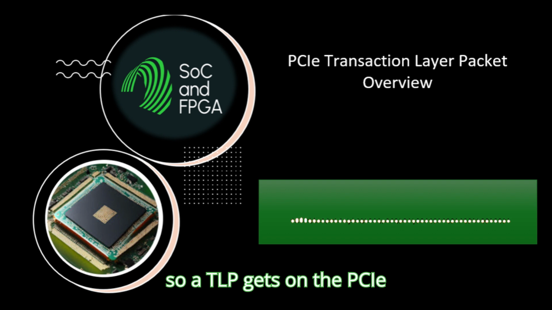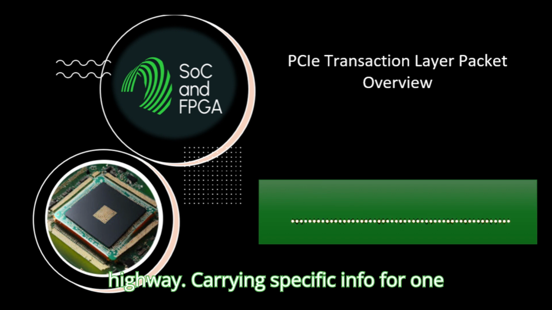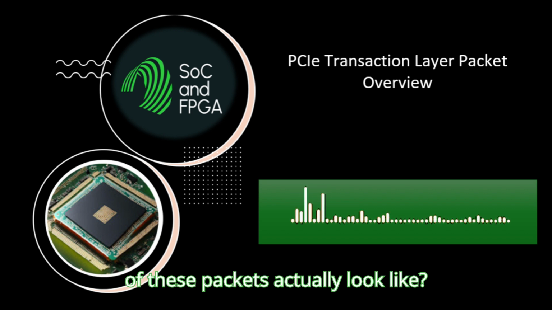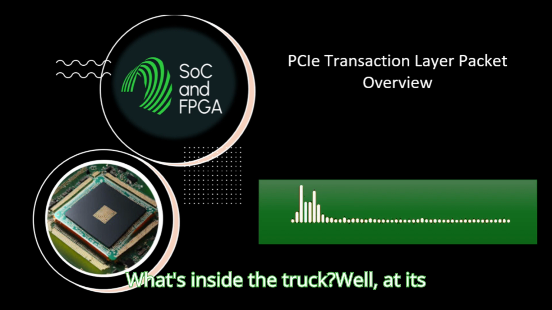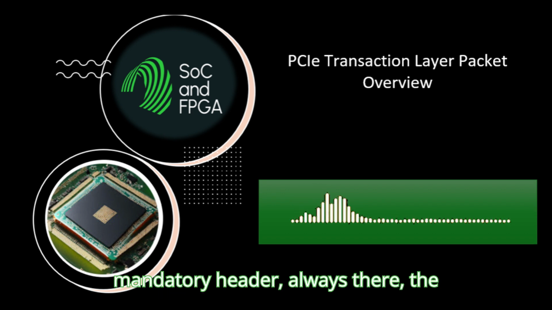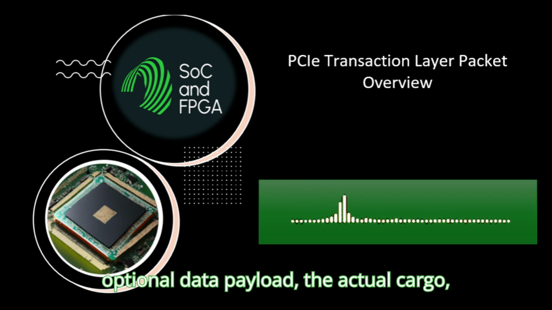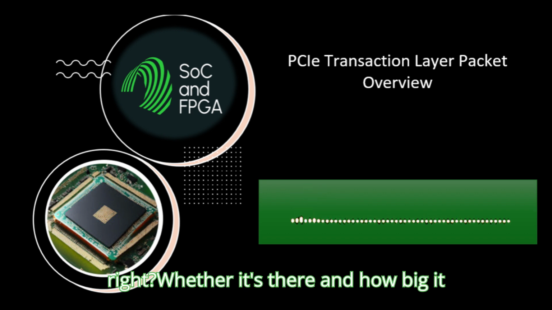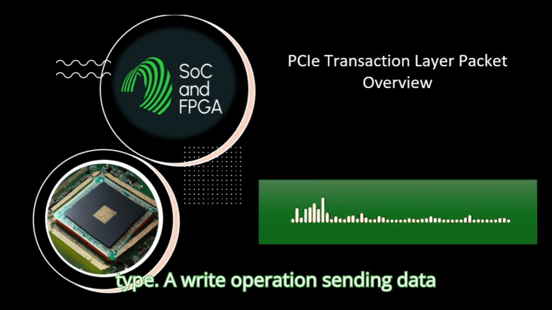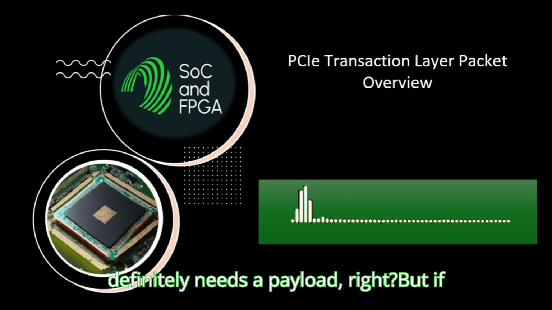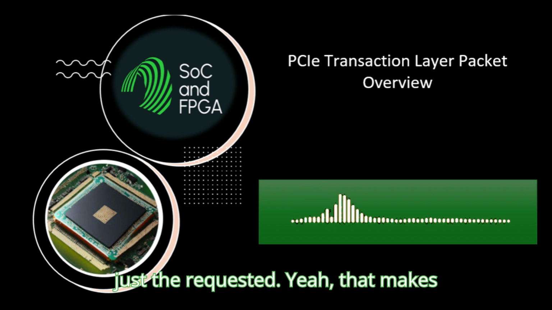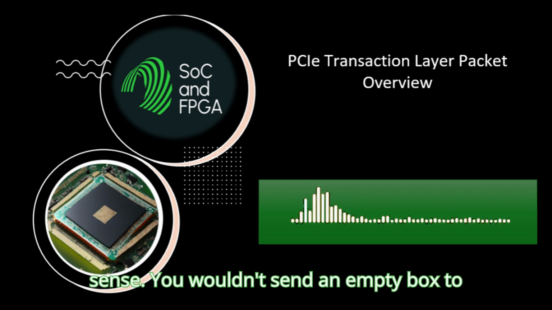Okay, so a TLP gets on the PCIe highway, carrying specific info for one of these 4 zones. Now, what does one of these packets actually look like? What's inside the truck? Well, at its core, every single TLP has a mandatory header. Always there. The address label. Exactly. And then an optional data payload. The actual cargo. Whether it's there and how big it is really depends on the transaction type. A write operation sending data definitely needs a payload. Right. But if you're just asking to read data, the initial TLP often won't have one. It's just the request itself. That makes sense. You wouldn't send an empty box to ask for something.